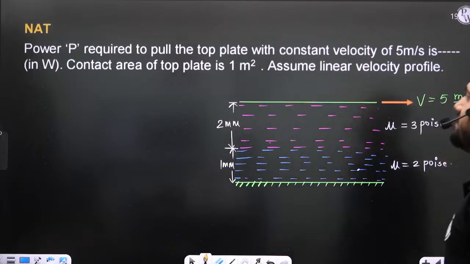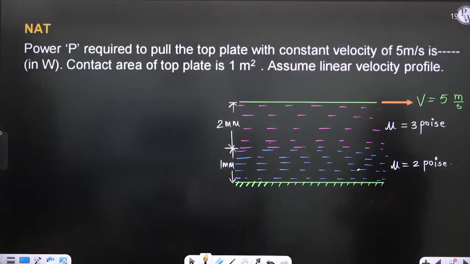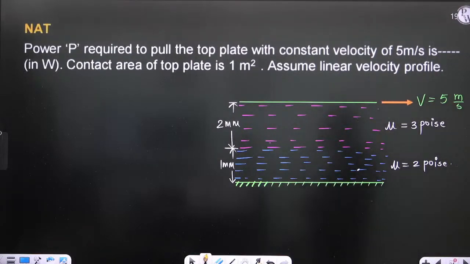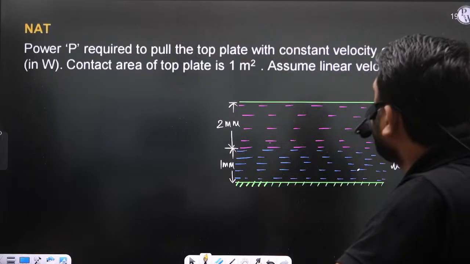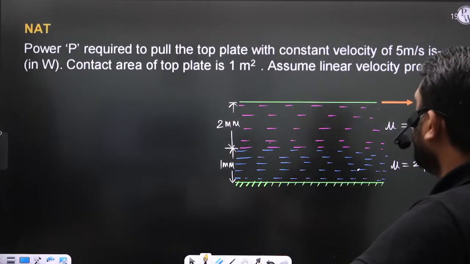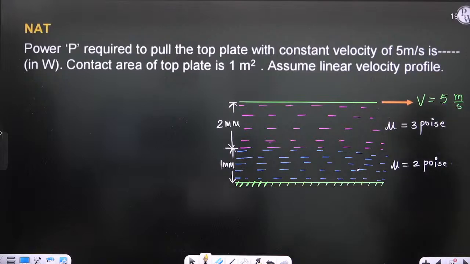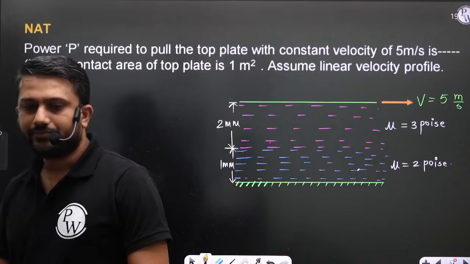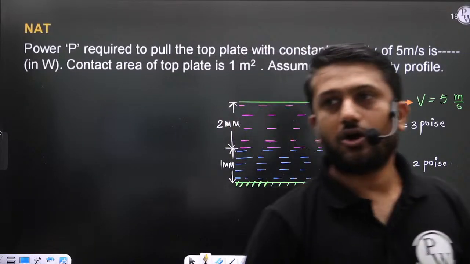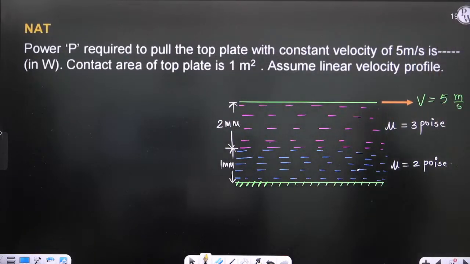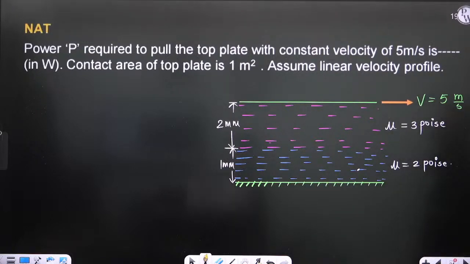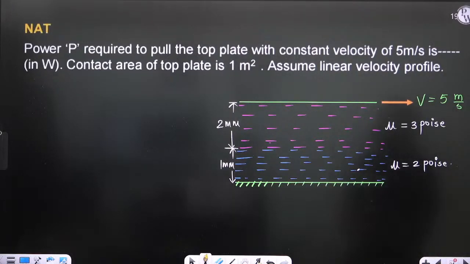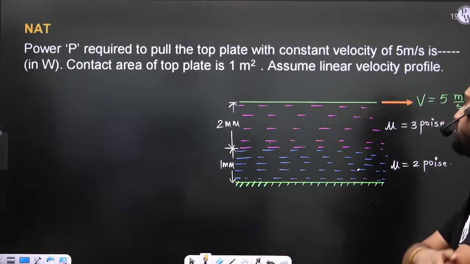So what is the power P required to pull the top plate with a constant velocity of 5 meters per second? The contact area of the top plate is 1 meter square. Assume a linear velocity profile. So in the question, the power required to pull the top plate is asked. Try to solve this question. We already discussed the concept related to this problem.